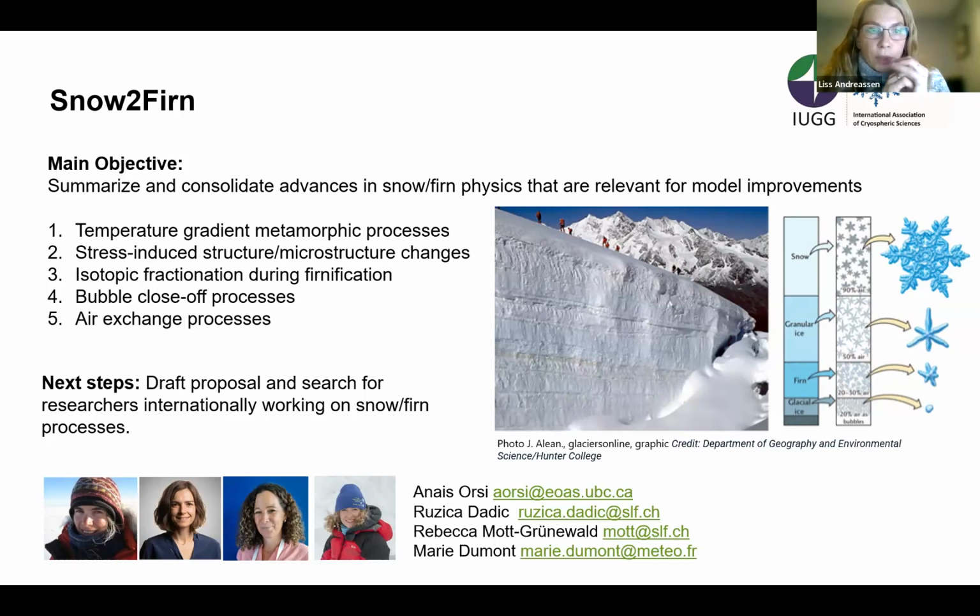And you can contact Anis Orsi, Rusika Dacic, Rebecca Mott-Grunewald, or Marie Dumont if you are interested in joining as member or co-chair or are interested in this snow to fern working group.